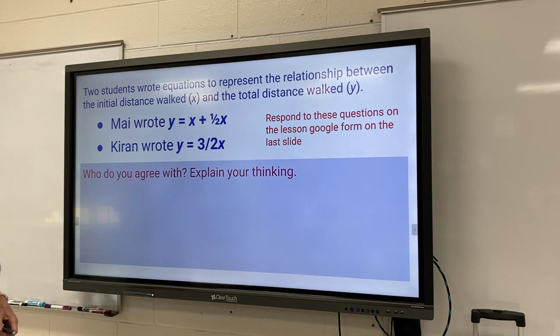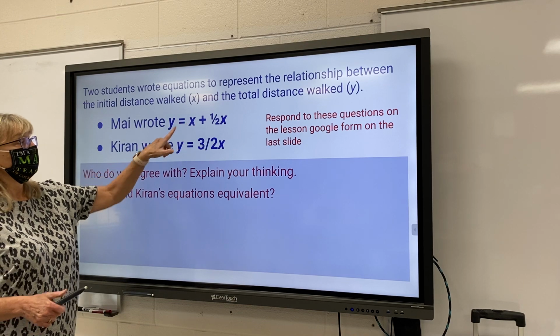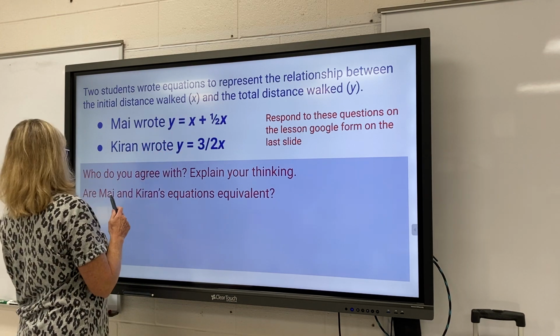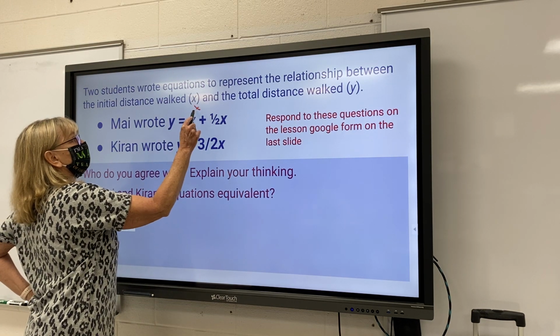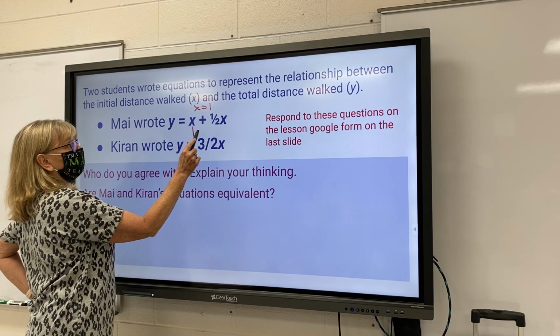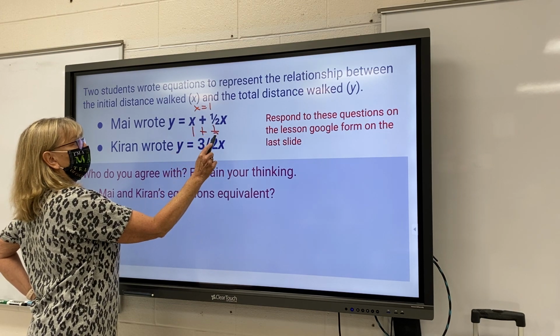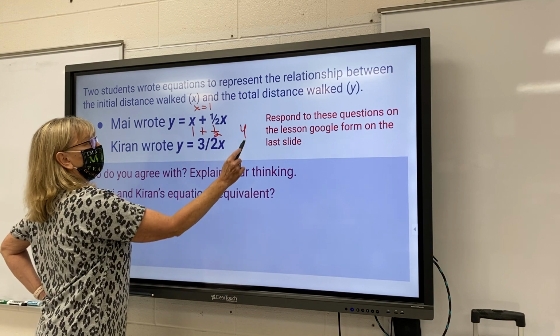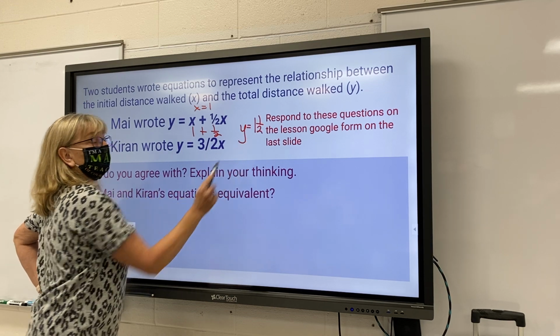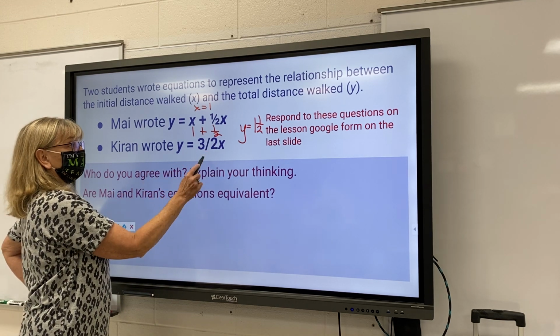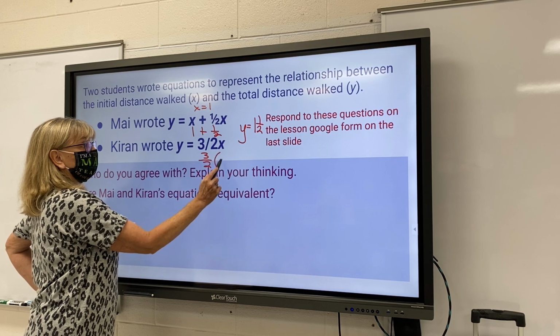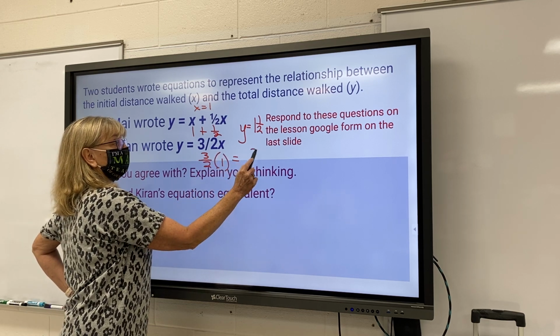All right, let's look at the next question. Are they equivalent? Well, let's think about it. If I make x equal 1, are we going to get the same answer? So let's make x equal to 1. So here I will get 1 plus 1/2. So what does y equal here? 1.5, right? Okay, if I make x equal 1 here, I get 3/2 times 1, which equals 3/2.